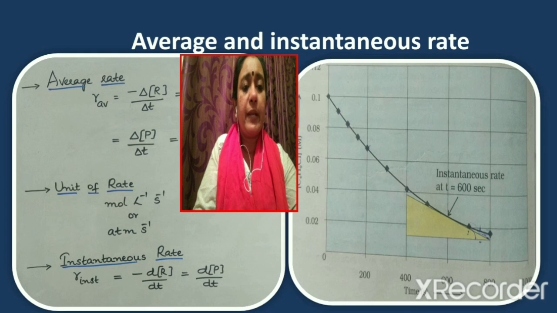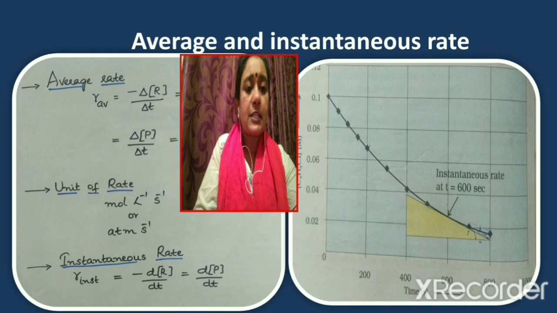How can we determine the instantaneous rate graphically? For that, initially a graph is plotted taking time along the x-axis and the concentration of the reactant along the y-axis. A curve like this will be obtained. Now suppose the instantaneous rate has to be obtained at time t is equal to 600 seconds. For that, a tangent will be drawn which touches the curve at time t is equal to 600 seconds. The slope of this tangent gives the instantaneous rate.